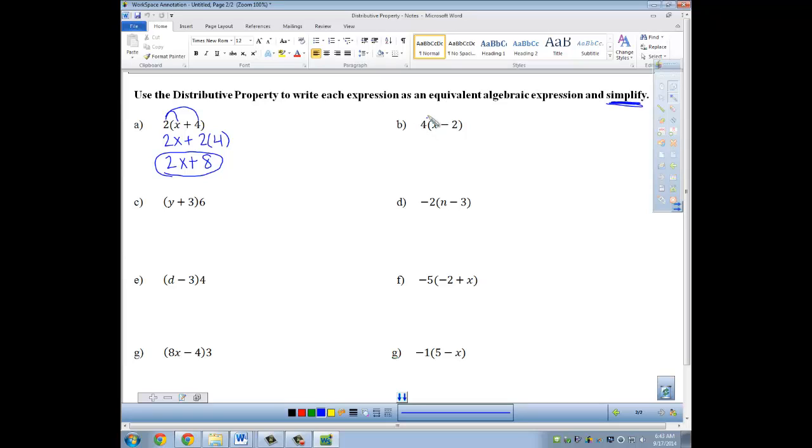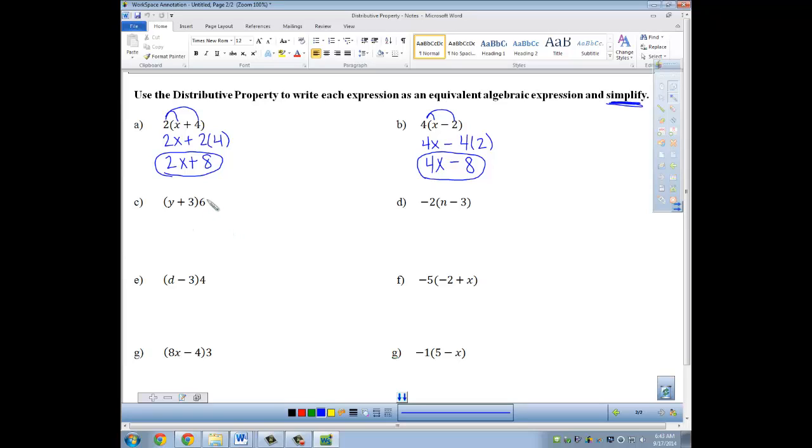Part B, same thing. We have 4 times x is 4x. Got a minus sign, so minus. Then 4 times 2. Simplify it. 4x is just 4x. Minus 4 times 2 is 8. Again, I can't do 4x minus 8 because they are different terms.